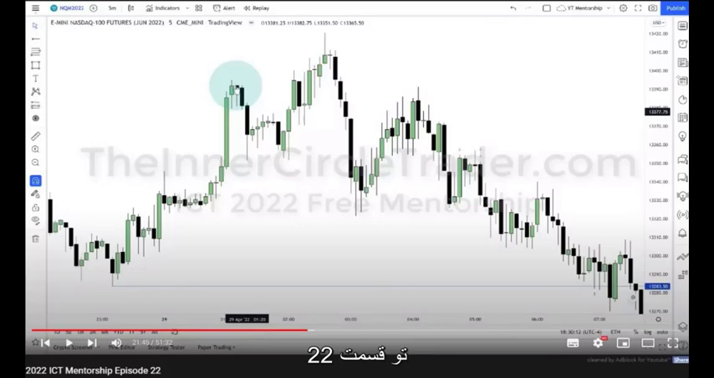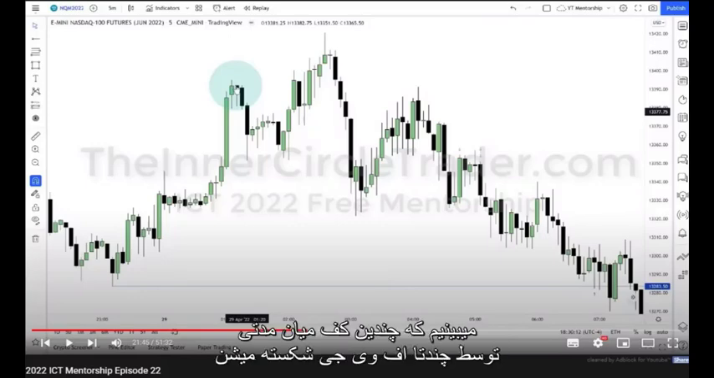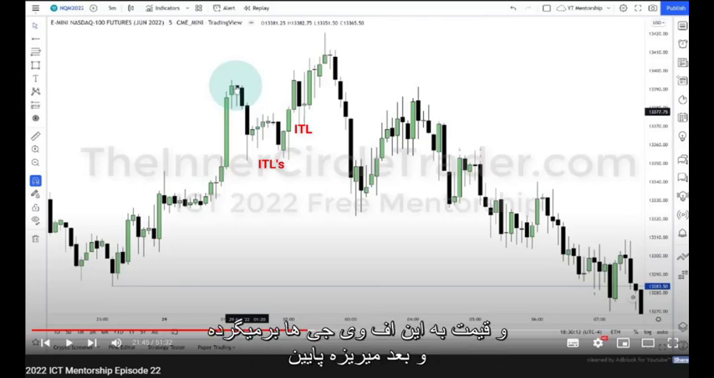In episode 22, we can see multiple intermediate term lows get broken by a few fair value gaps. The market returns back to these fair value gaps before dropping down.